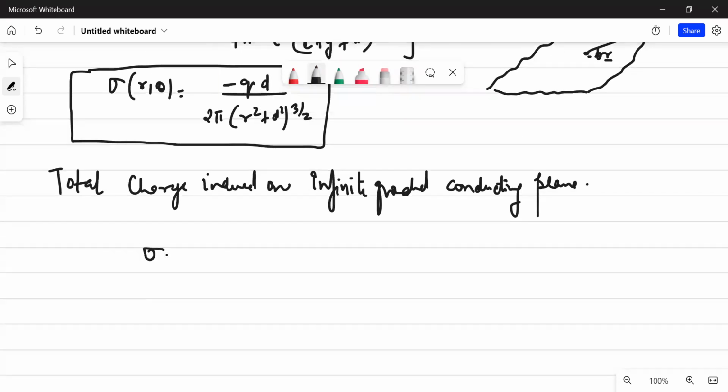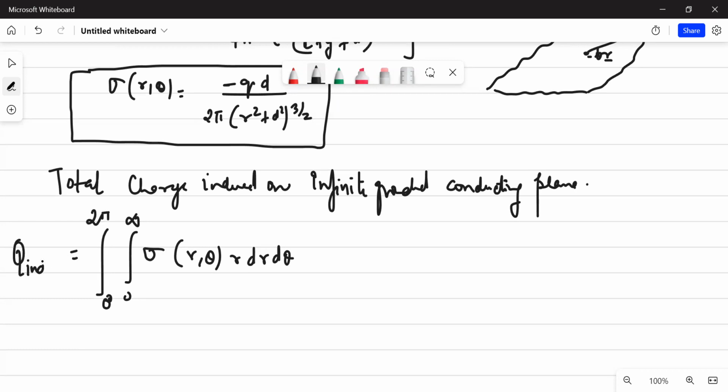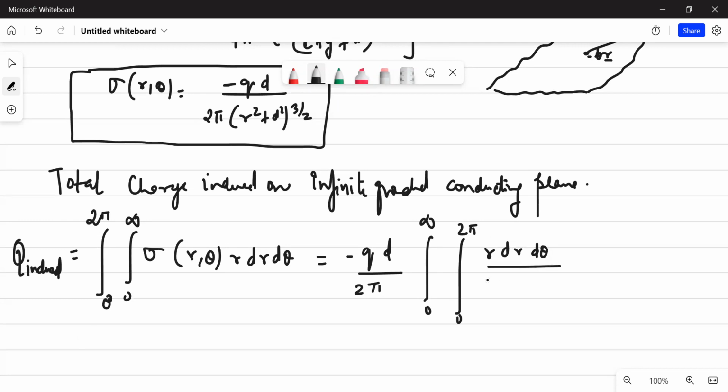It would be equivalent to writing the integral of sigma r comma theta r dr d theta, with r from 0 to infinity, because r is infinitely large, and theta varying from 0 to 2 pi. This will give you the total charge induced. So total charge induced equals minus qd upon 2 pi, taking it out, integration from 0 to infinity, integration from 0 to 2 pi, and then I have r dr d theta divided by r square plus d square to the power 3 by 2.